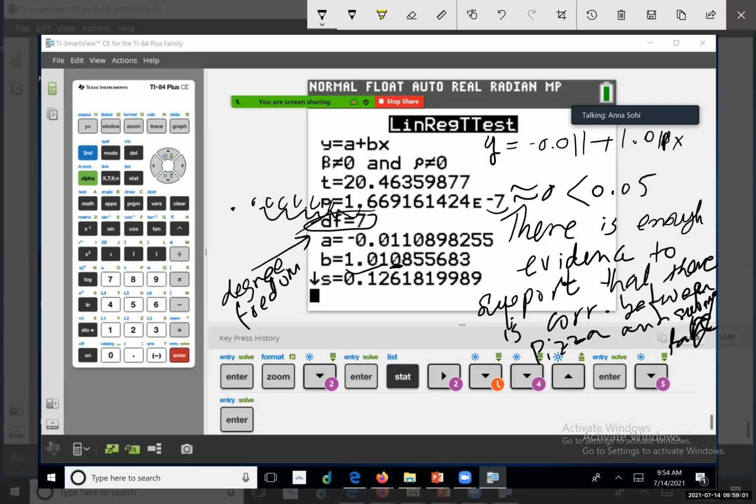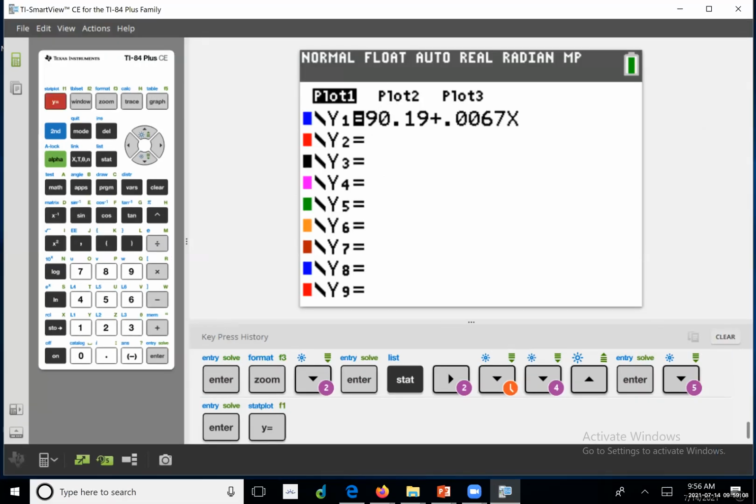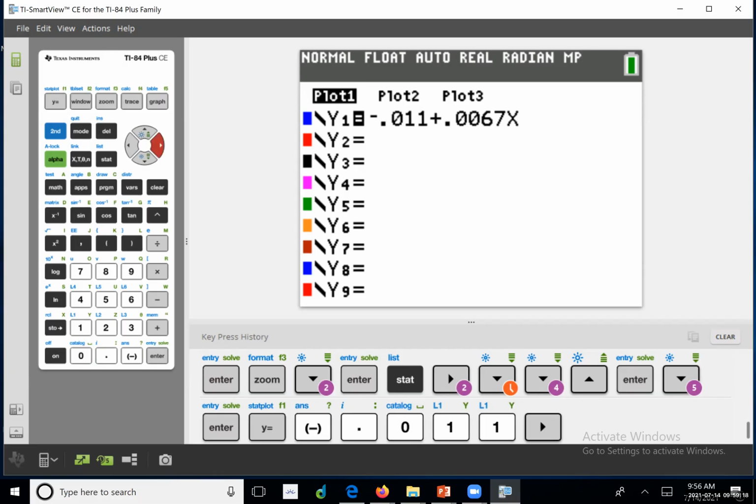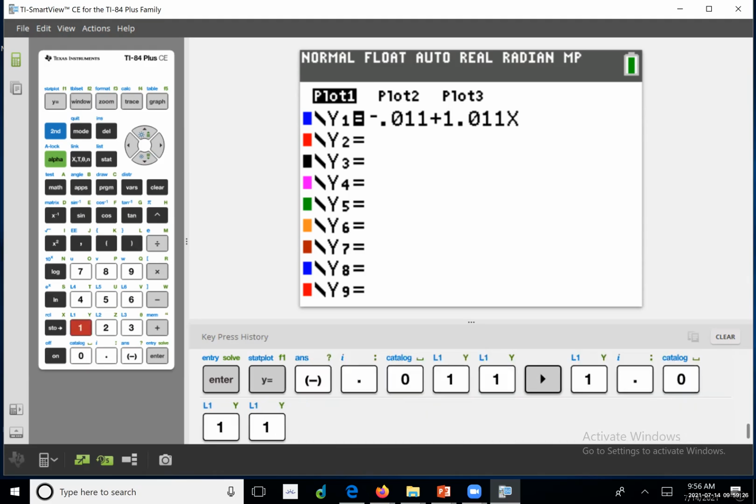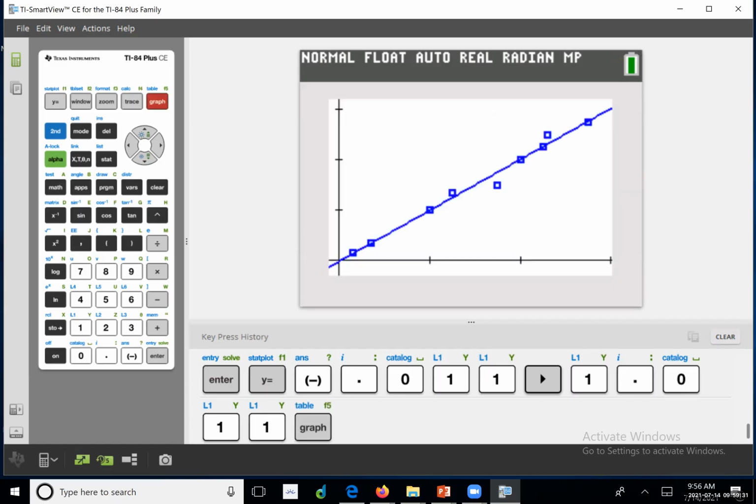So in order to see the graph, write the equation, make sure you are able to do that. And to graph it, you just go ahead and type it here. Negative 0.011 plus 1.011x. And then you go and graph it. And do you see this is the line of best fit? So that's pretty much all you need to know for this section.